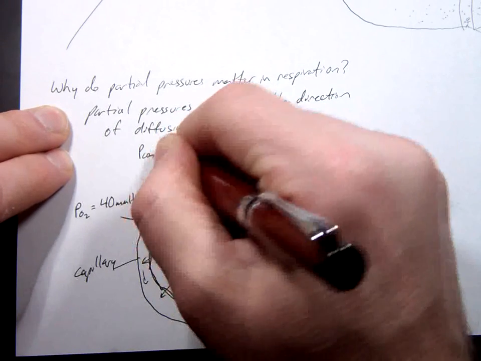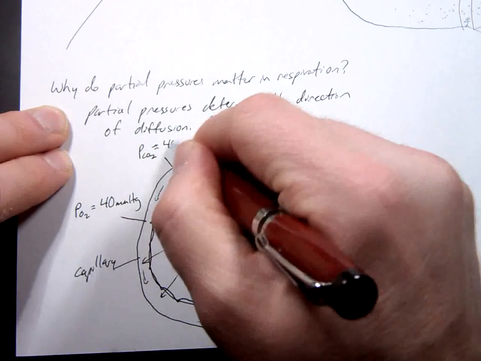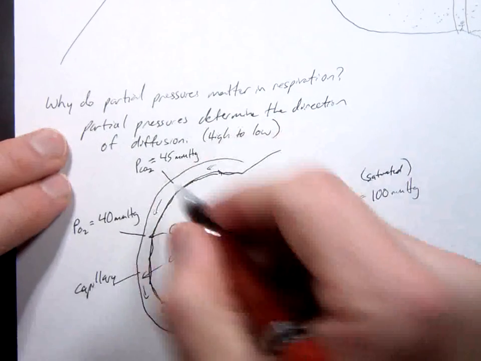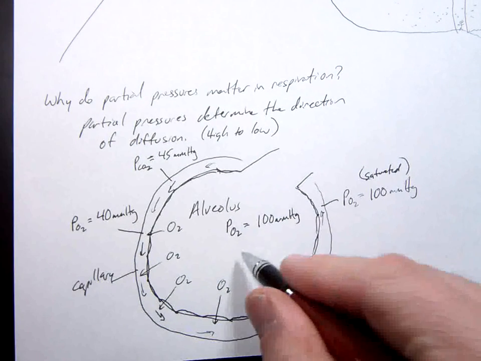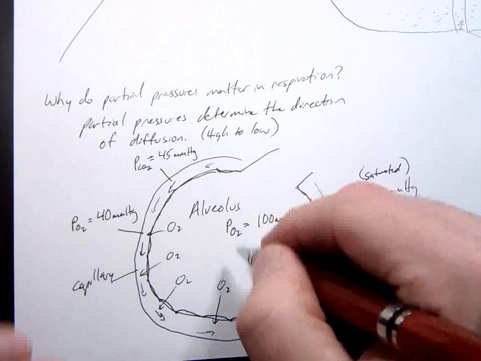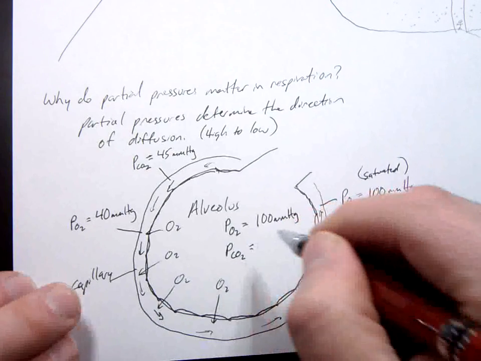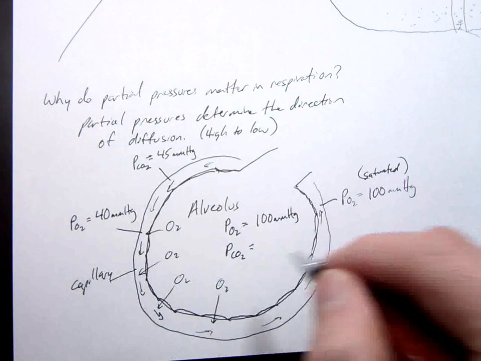Now let's talk about the PCO2. PCO2 of the capillary is 45 millimeters of mercury. That is way higher than the atmosphere. Now, in the alveolus, is it going to be more or less than 40? More would be bad. Less. Yes, it's less. Why would more be bad? It would diffuse back into the bloodstream.